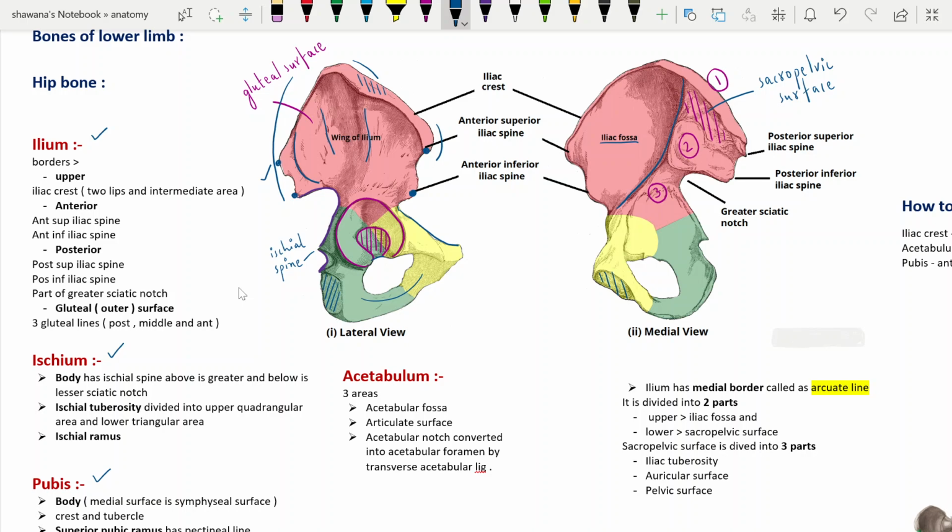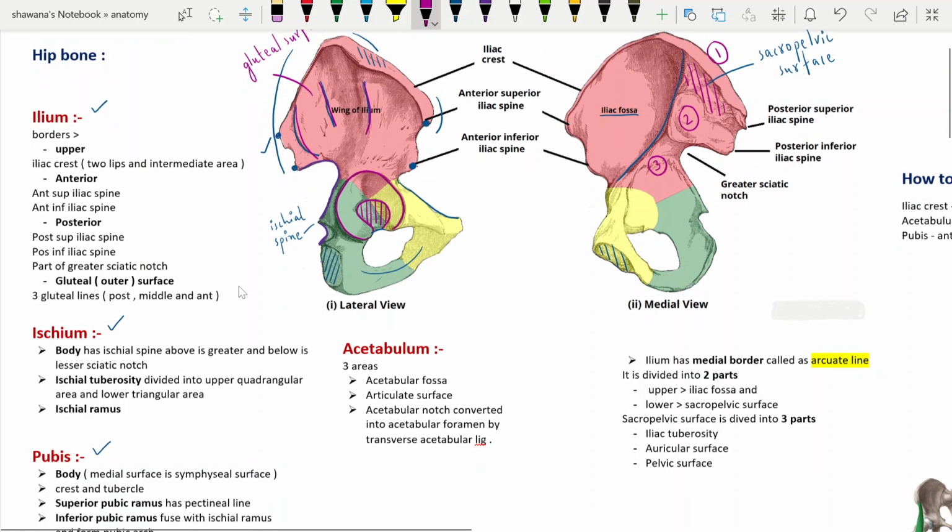The other part of the ilium is the gluteal surface, which is the outer surface. It has three lines: the anterior gluteal line, the middle gluteal line, and the posterior gluteal line. These are the demarcated lines of the gluteal region. So the ilium consists of the upper border, which has the iliac crest. The anterior border has two spines, anterior superior and anterior inferior. The posterior border has two spines, posterior superior and posterior inferior, and then the gluteal surface.